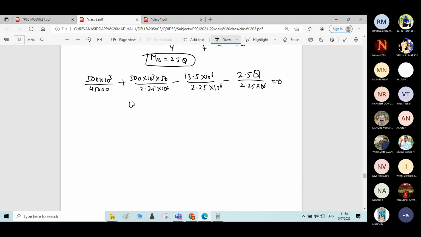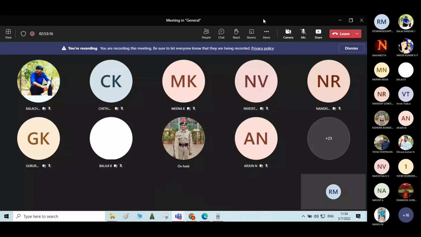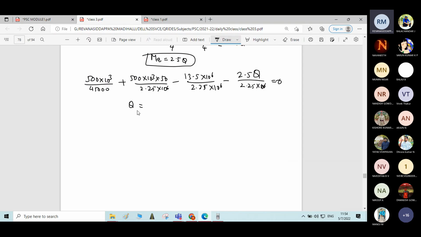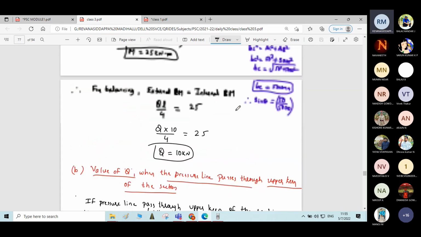If you solve for Q, you will get the answer as 14.6 Newton. All of you calculate and cross check the answer. We'll get the answer as 14.6 Newton. So this completes the problem. Any doubts you can ask.